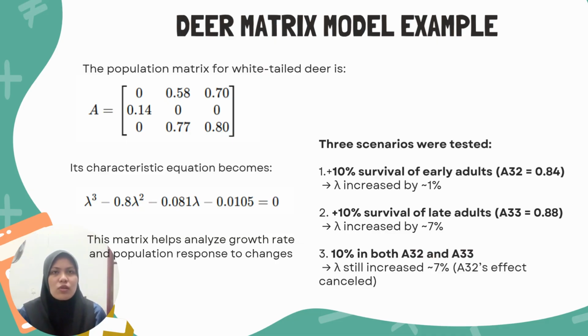Second, increase survival of late adults, A33, by 10%. The result is that lambda increased by 7%. And lastly, when they increased both A32 and A33 by 10%, lambda still only increased by 7%. So, even though they changed 2 things, the effect didn't double. Why? We will talk about this in the next slide.